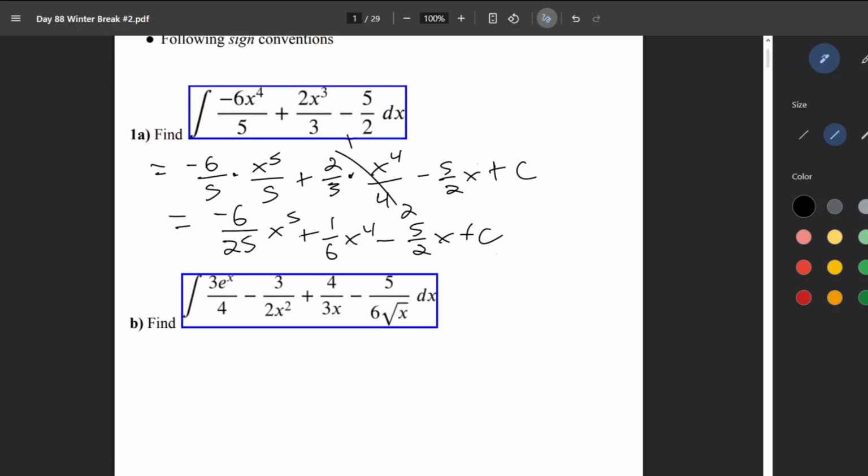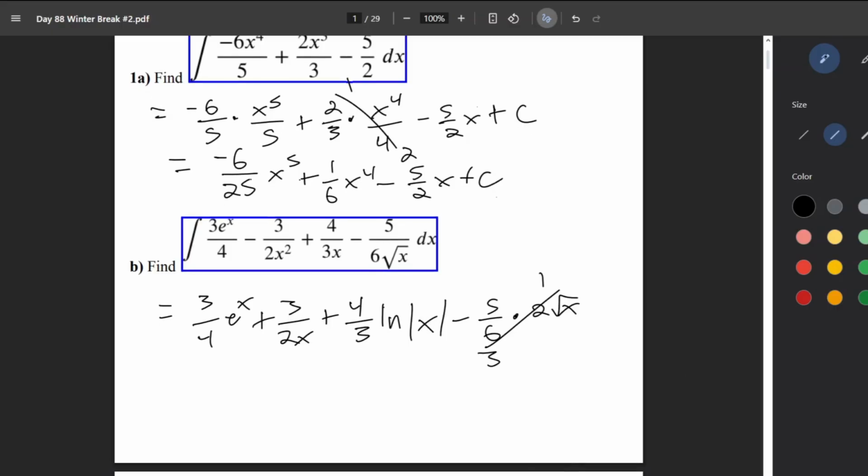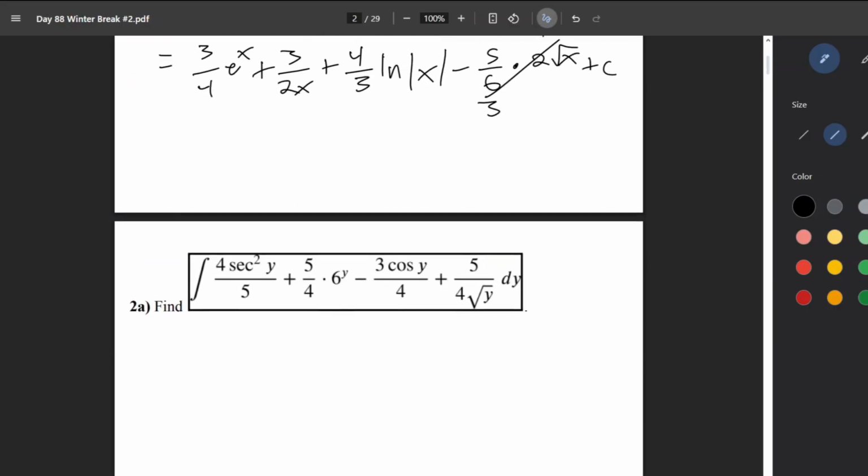So for e to the x, we just have the same thing. So this equals 3 to the 4th of e to the x. And this is another formula. We raise the power by 1, and then we flip the sign, so we have 2x. Another formula, this just turns into 4 over 3 ln absolute value of x. And this is -5 over 6 times 2x. These cancel, you get 1, 3. So this would be just -5 over 3rd, and don't forget plus c.